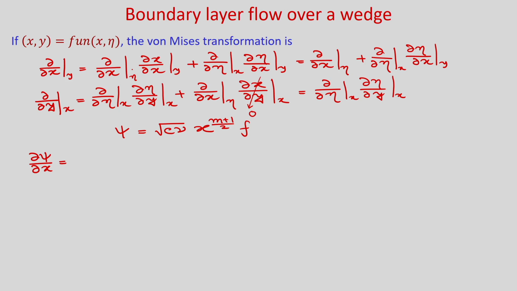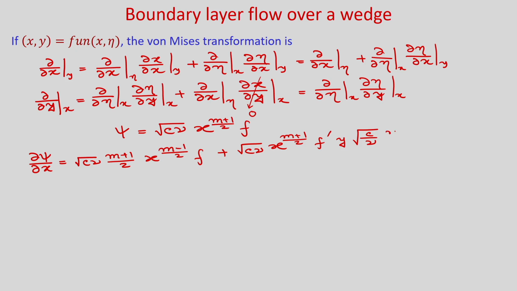Okay. So, you can see now it will be root c nu, (m plus 1)/2, x to the power (m minus 1)/2, f. So, del/del x we have written. Now, this one if you write, so plus root c nu, x to the power (m plus 1)/2, f prime, y root c/nu, (m minus 1)/2, x to the power (m minus 3)/2. Because we have written del eta by del x in the previous slide, so that we have written here.